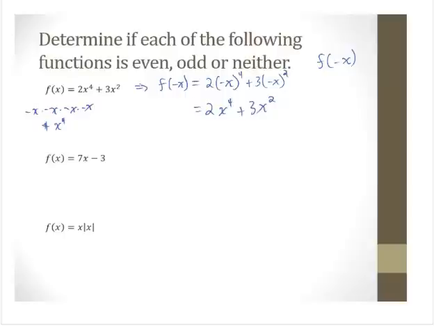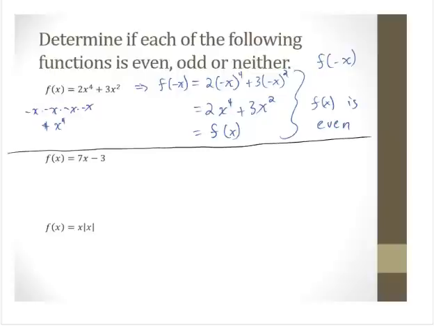And so notice that f of negative x is the same as f of x. We got back to where we started. And so therefore, f of x is even. Since f of negative x is equal to f of x, we have an even function.